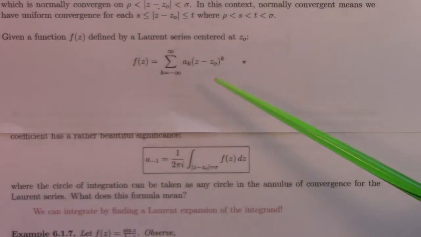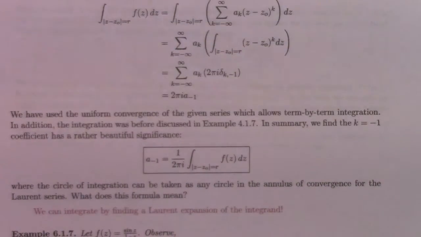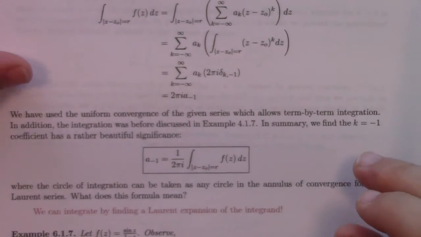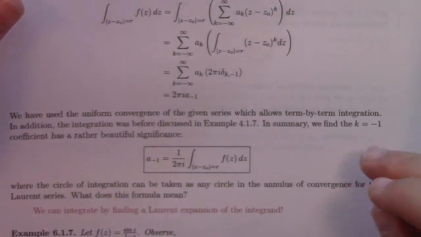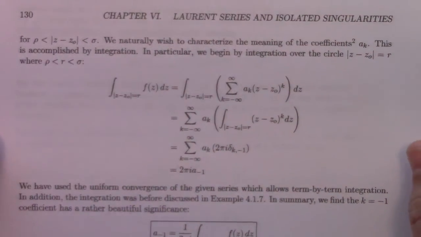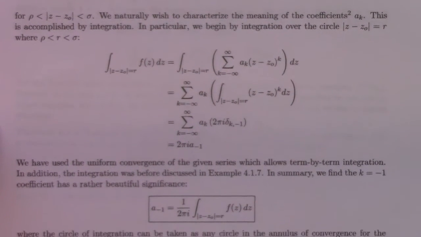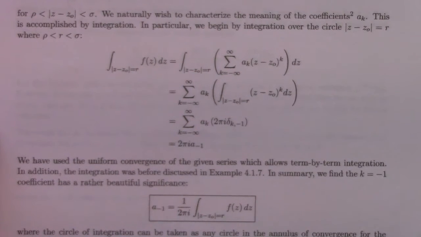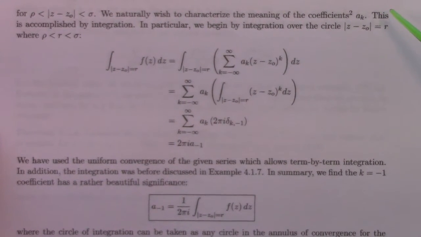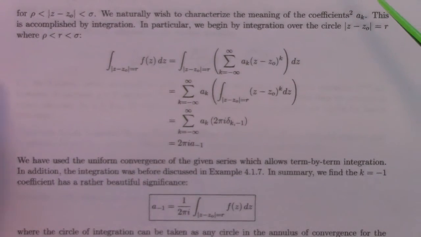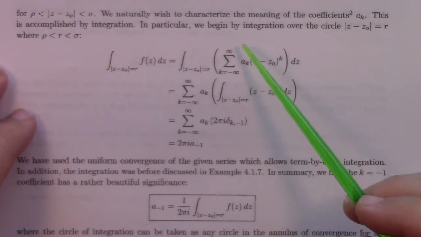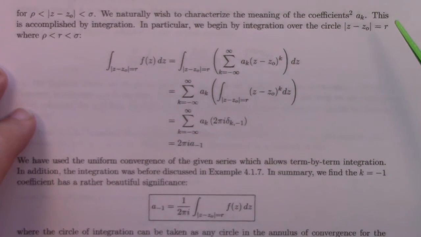The question then, of course, is what are these coefficients? What's their significance? Before, we'd have just said it's an evaluation of the derivatives, because we only had the positive powers. But now we've got a little bit more. So we wish to characterize the meaning of the coefficients. I'll start out with just the simple case of a sub minus 1. We just integrate f, plugging in the Laurent series decomposition.